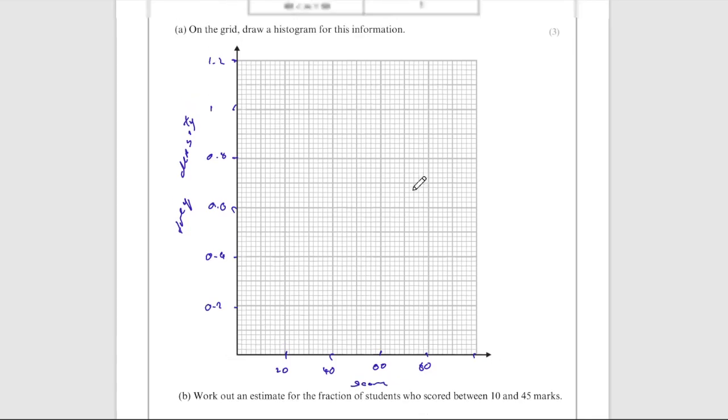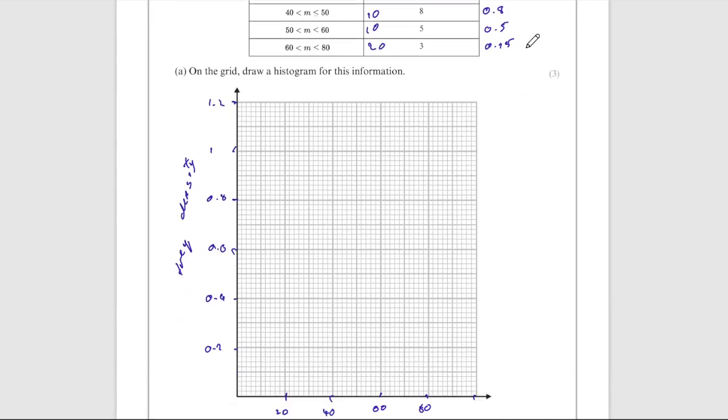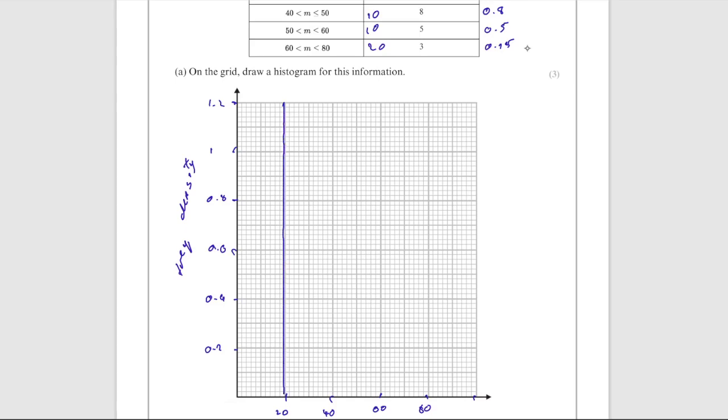Okay, I can start putting each of my bars in now. So my first one needs to go from 0 to 10 and has a height of 1.2. So 0 to 10 and a height of 1.2. I'll try and use a ruler on this screen. It does mess it up slightly sometimes. Okay, that's gone quite well.